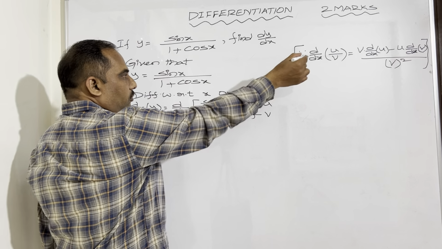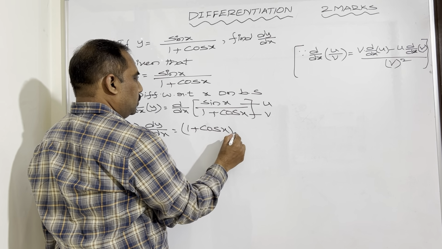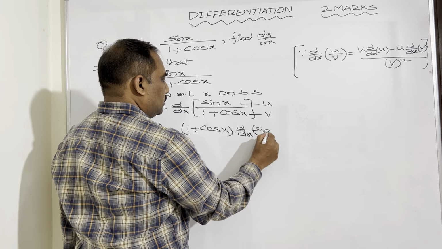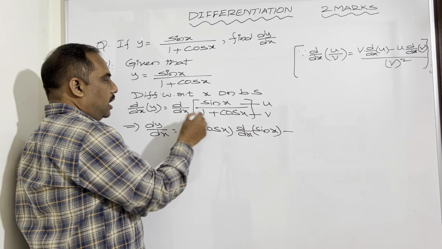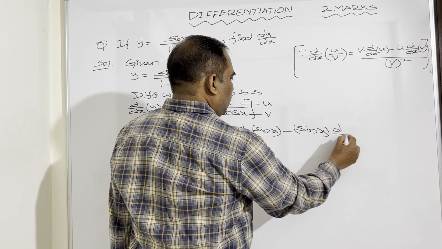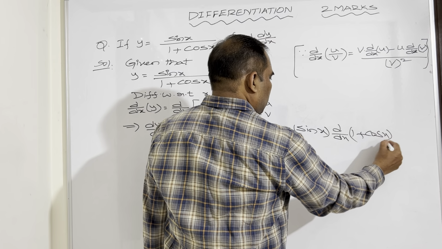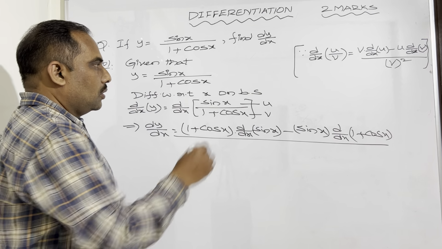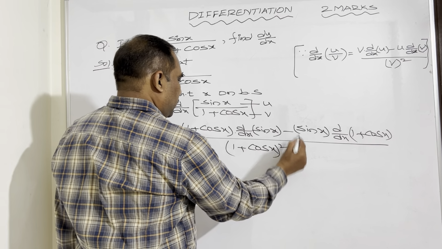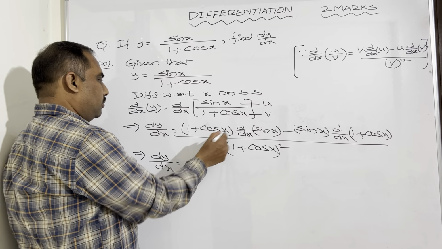to v into, that means v means 1 plus cos x, this is the denominator, into derivative of numerator, that is d by dx of u, that is sin x, minus, so again u into, that is sin x into derivative of denominator, that is 1 plus cos x, whole divided by v square, that is 1 plus cos x whole square.